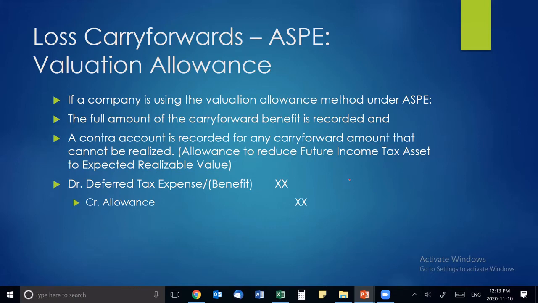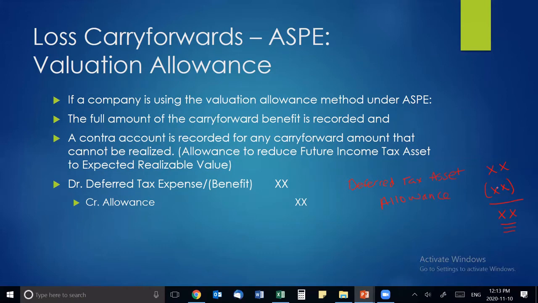Okay, so what this is going to look like on the balance sheet is you're going to have your deferred tax asset account, and that's going to be the full amount of the carry forward benefit. And then you're going to have this allowance, which is going to be your contra account right underneath it. And your allowance is going to decrease your deferred tax asset to whatever can be realized, so whatever is probable. So the probable amount is going to be this last number. The deferred tax asset is going to be the full amount, and then do your allowance for anything that they think cannot be realized.